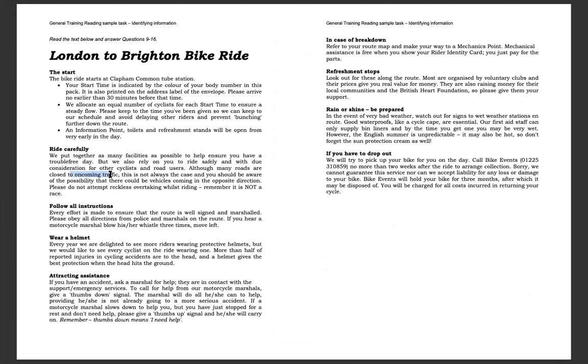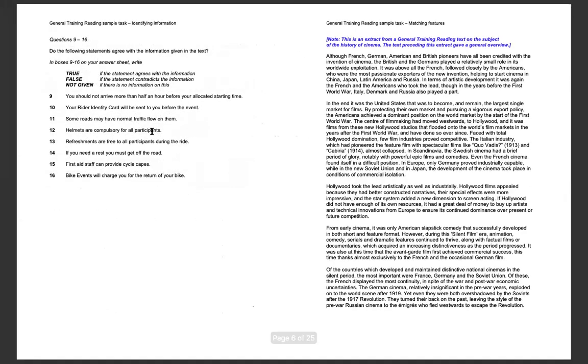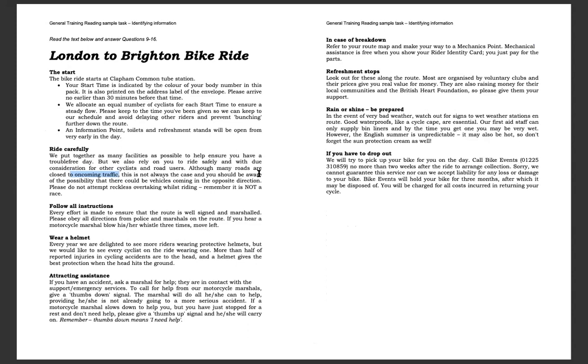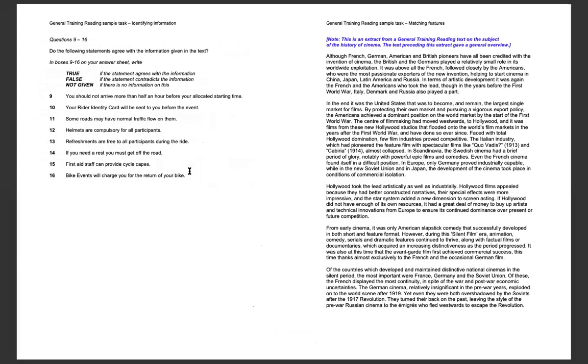So there's something about traffic. You should be aware there could be vehicles in the opposite direction. Although many roads are closed, this is not always the case. You should be aware of the possibility that there could be vehicles coming in the opposite direction. Coming of vehicles is traffic. So some roads may have normal traffic. Although many roads are closed, this is not always the case. So there is traffic. "Not always the case" says that it's some, sometimes. So the answer is true for 11.